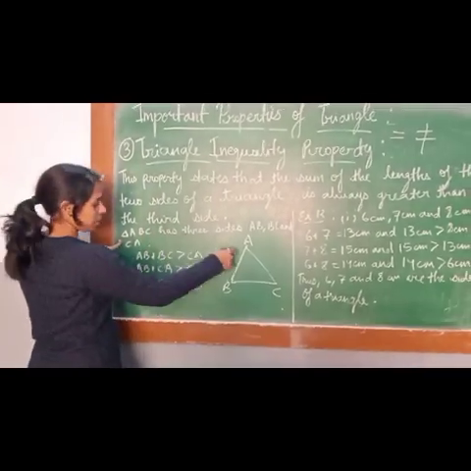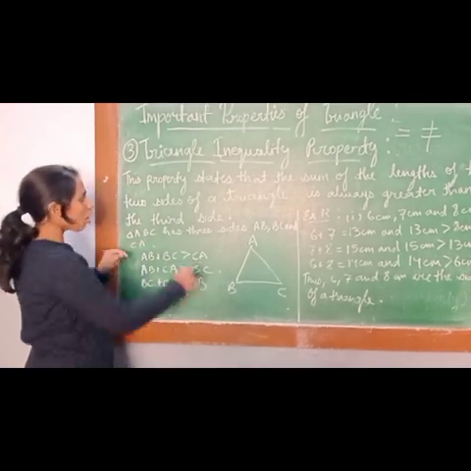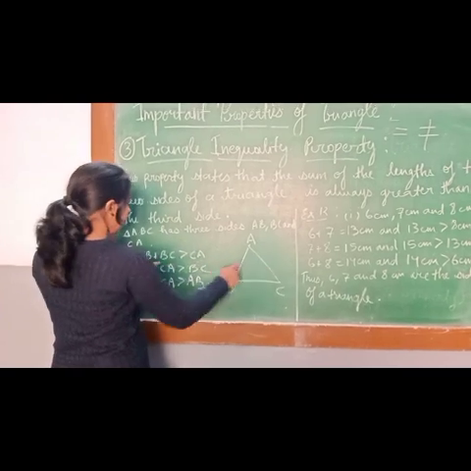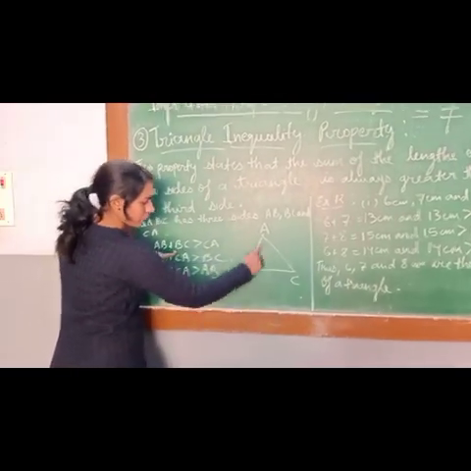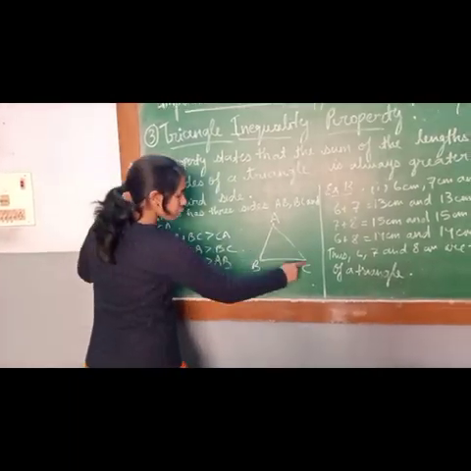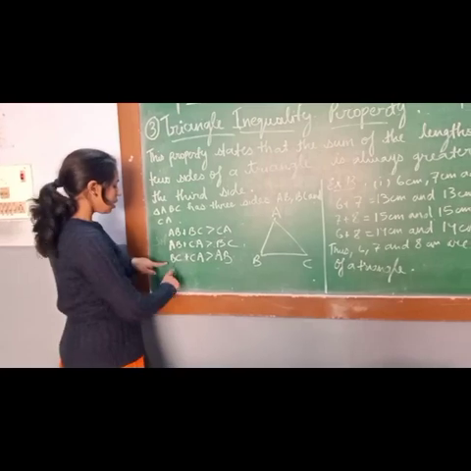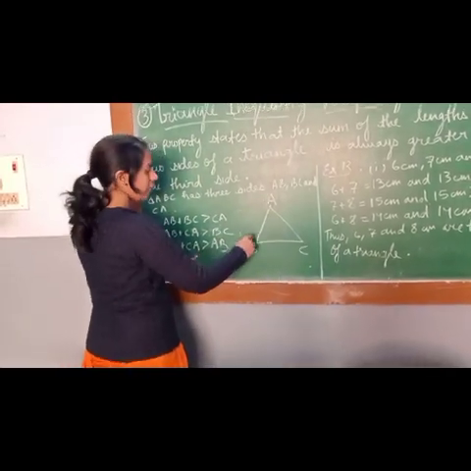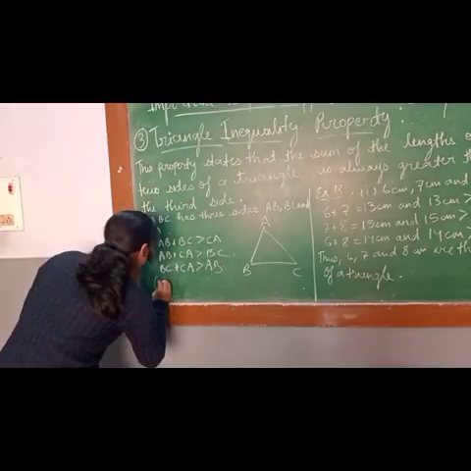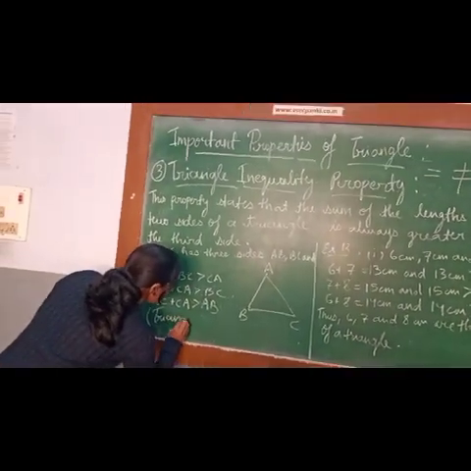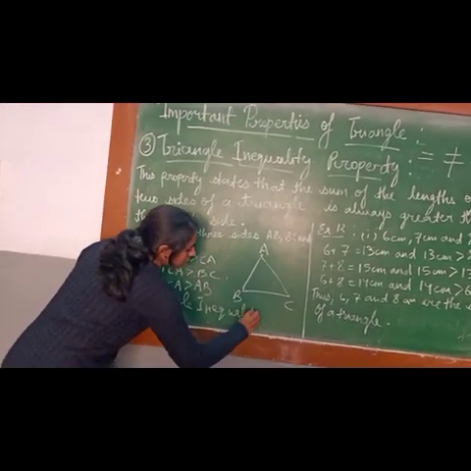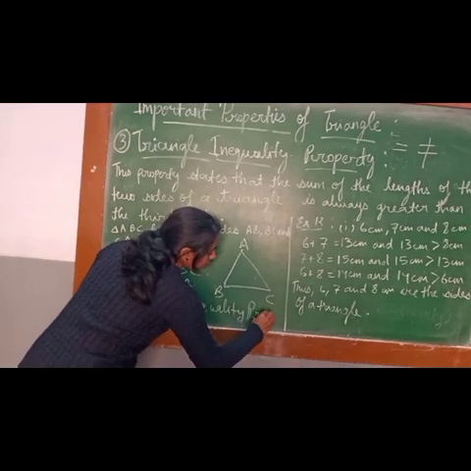Let's see, this is a triangle ABC. According to this property, AB plus BC should be greater than AC. AB plus CA should be greater than the third side BC. BC plus CA should be greater than the third side AB. This is according to triangle inequality property. Right?